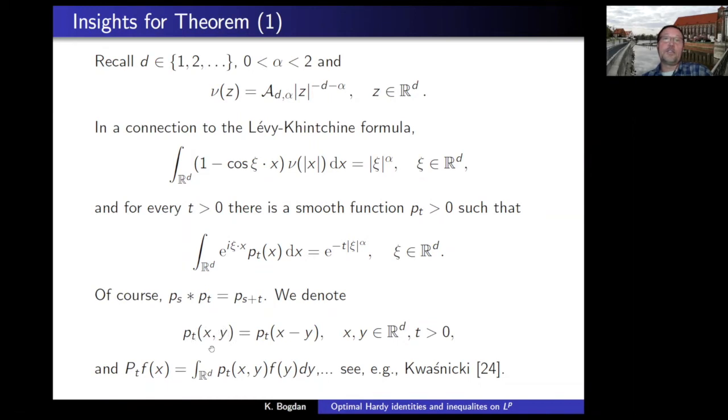Of course, this is a convolution semigroup of functions, and they are actually transition densities. In the case discussed here, they are translation invariant, space invariant. And here is the usual notion of the semigroup, which acts on appropriate spaces. There are plenty of spaces which make it reasonable to consider, and plenty of references. One of them is a paper by Kwaśnicki. So that's the semigroup.